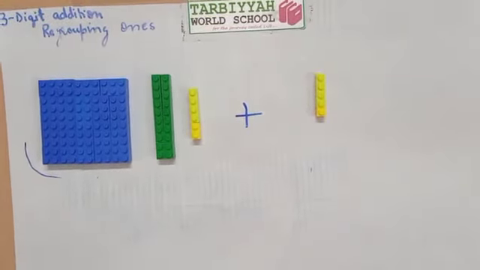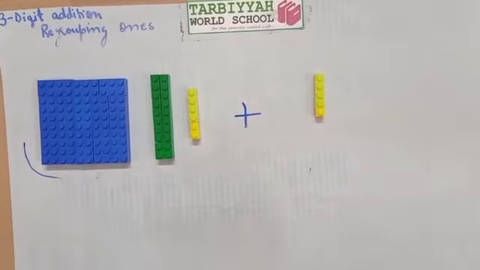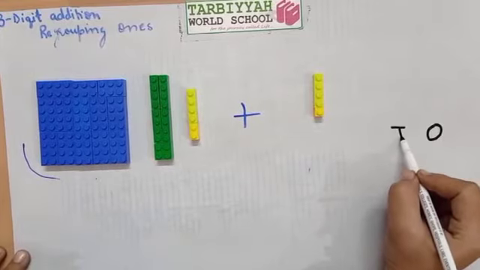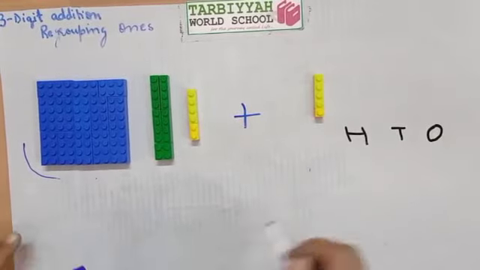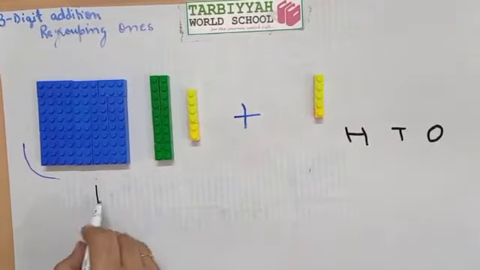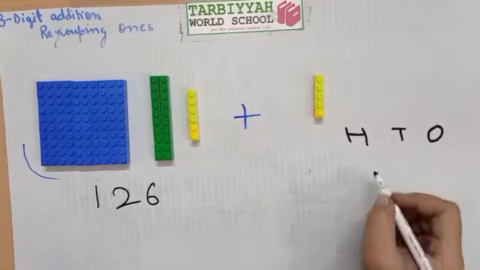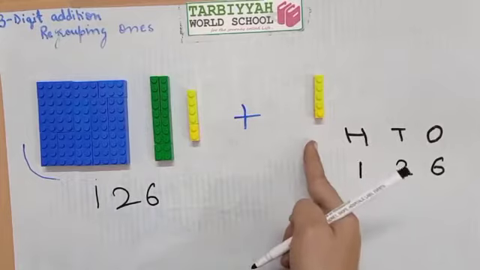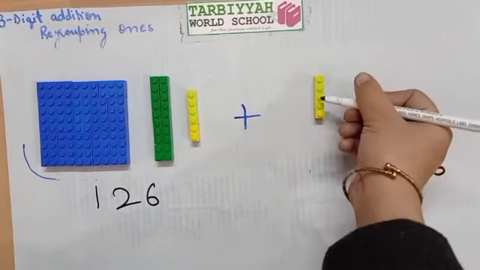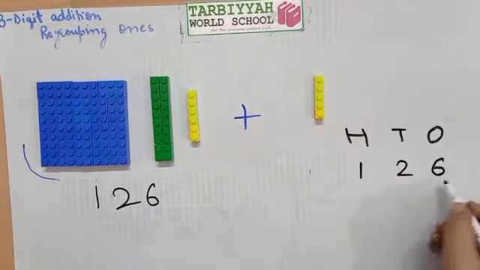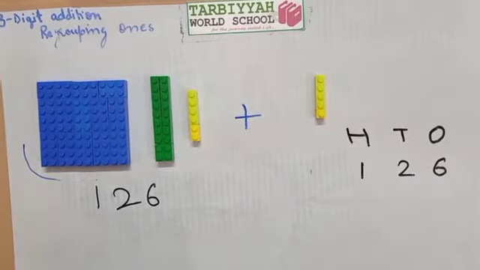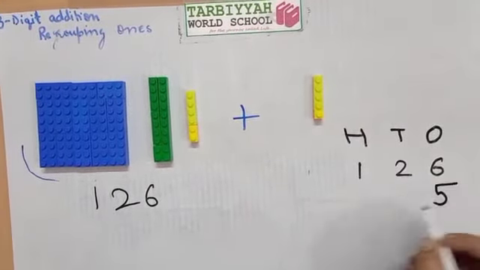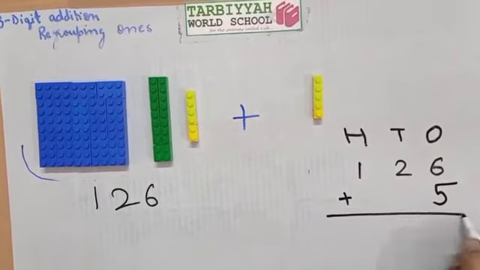See, first we have to write down the places: ones, tens, and 100. So the number is 126. So we have to write 126. Now how many blocks are there? 1, 2, 3, 4, 5, 6. So I have 6, and these are 5 blocks. So we have to add these.